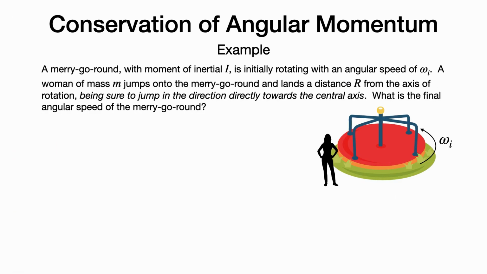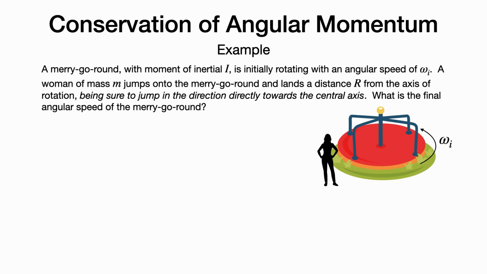As an example of conservation of angular momentum, let's consider the following. We have a merry-go-round with a moment of inertia I that is initially rotating with an angular speed of omega sub I. A woman of mass m jumps onto the merry-go-round and lands a distance r from the axis of rotation. She does this being sure to jump in the direction directly towards the central axis. What is the final angular speed of the merry-go-round?